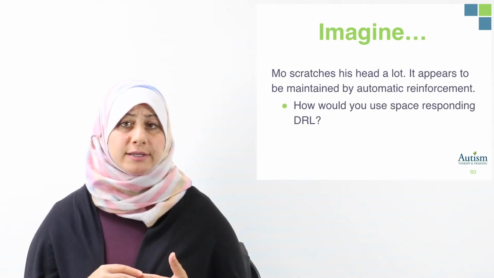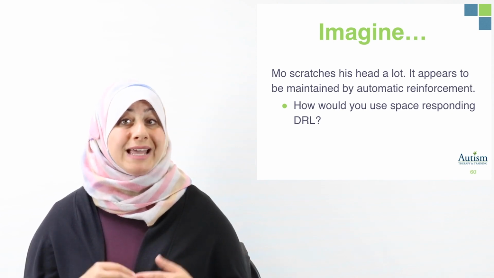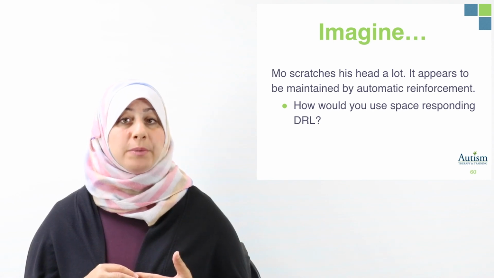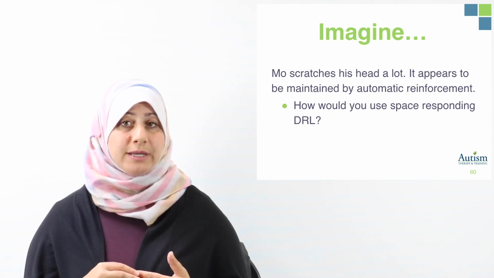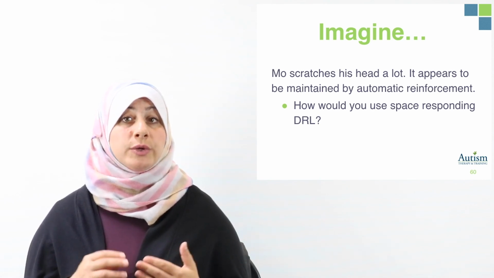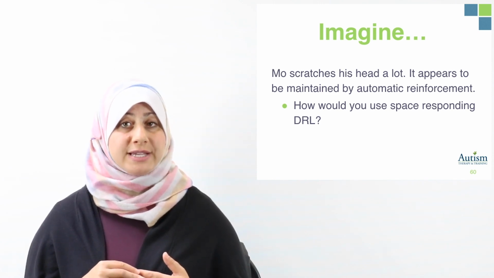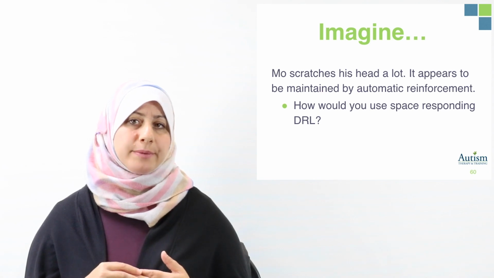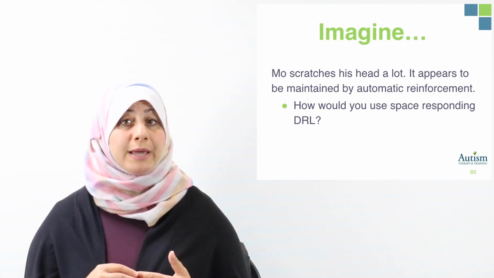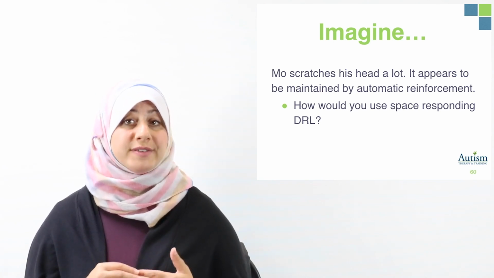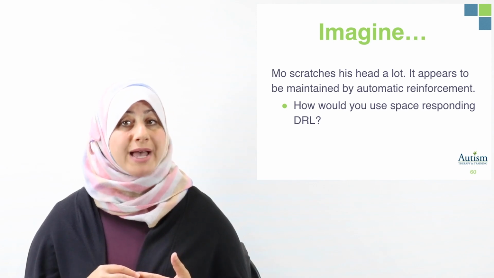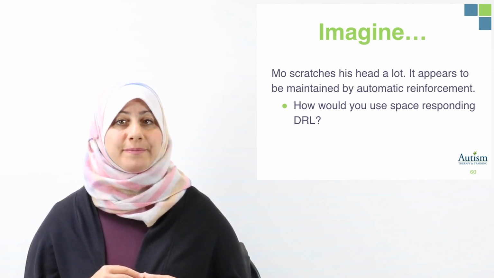Mo scratches his head a lot. It seems constant. There does not seem to be any reason why he does, but it appears to be maintained by automatic reinforcement. The BCBA suggested using spaced responding DRL, reinforcing every 45 seconds. How would you set this up? So Mo would not be able to engage in the behavior for 45 seconds. Then once that time has passed, he can scratch his head.